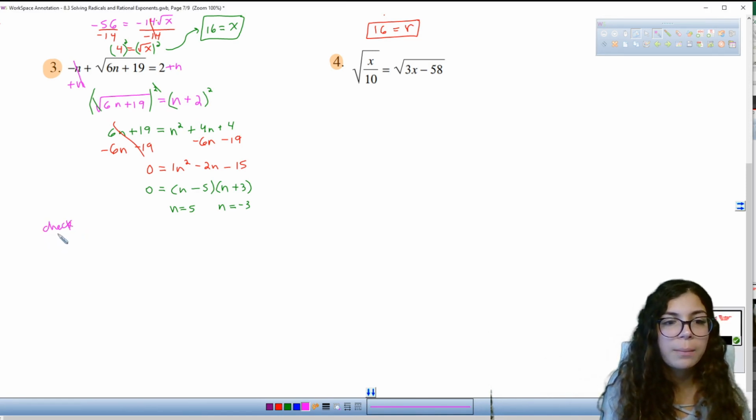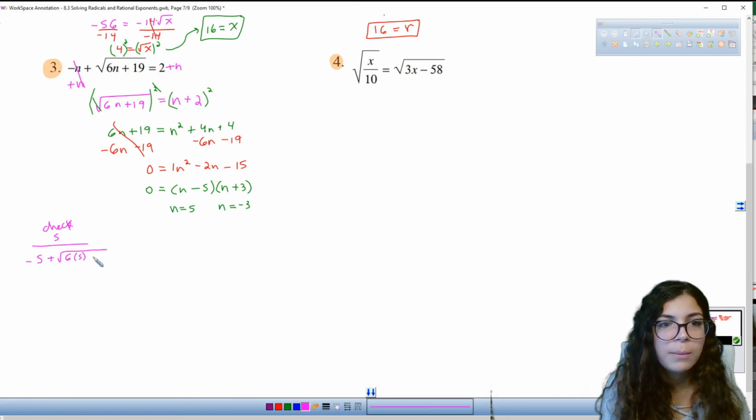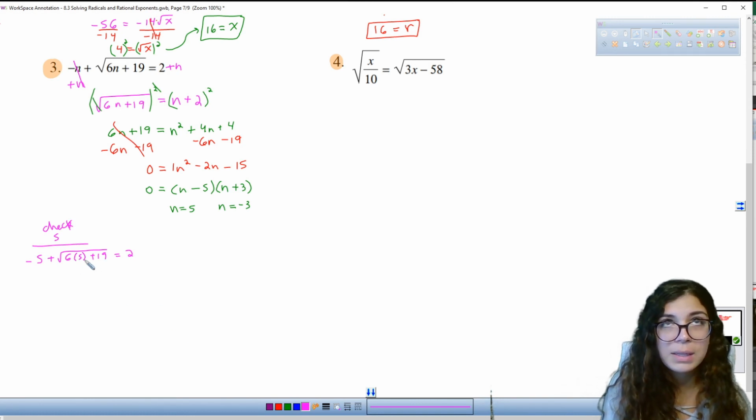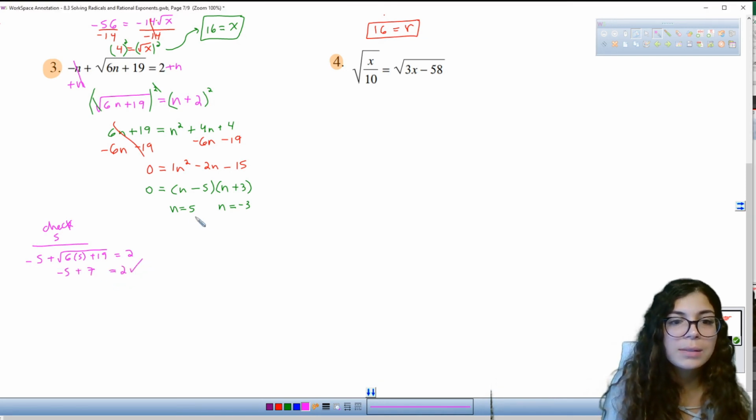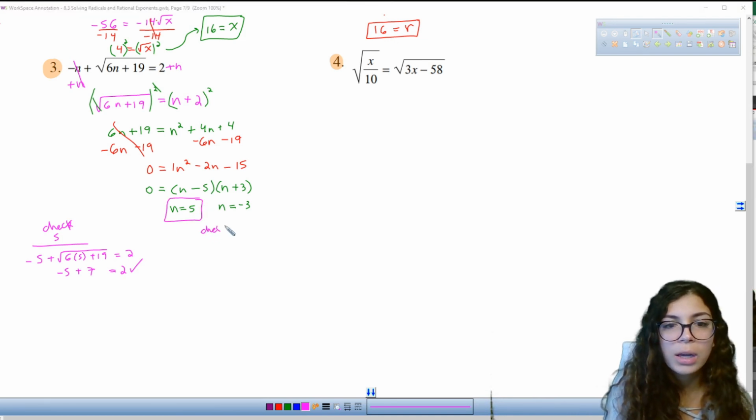Let's first check positive 5. So negative 5 plus the square root of 6 times 5 plus 19, does that equal 2? Now 6 times 5 is 30, 30 plus 19 is 49, the square root of 49 is 7, and negative 5 plus 7 is 2. Yes, so this checks out. This is a valid solution. We can box it.